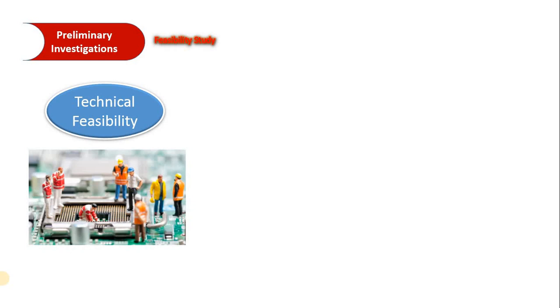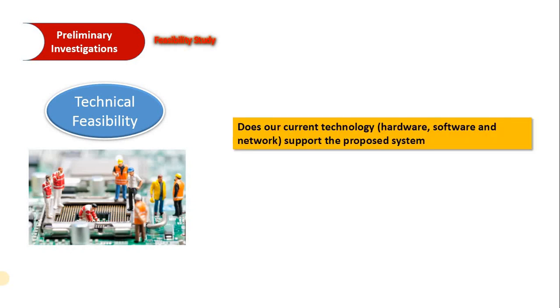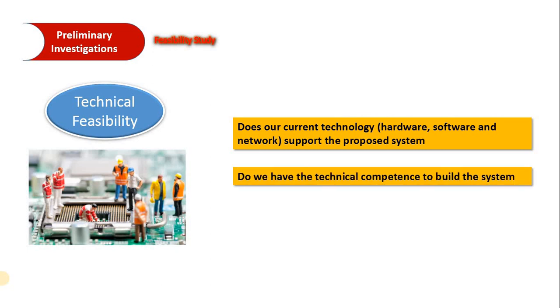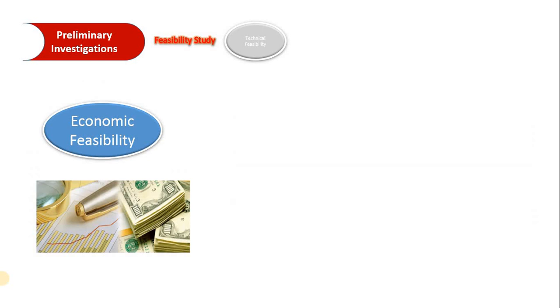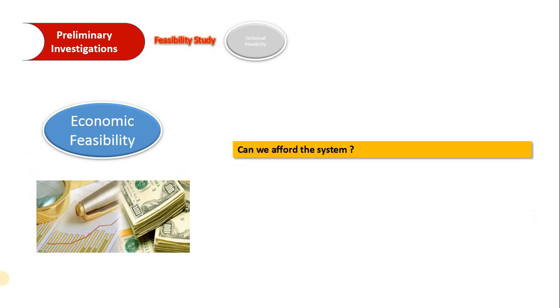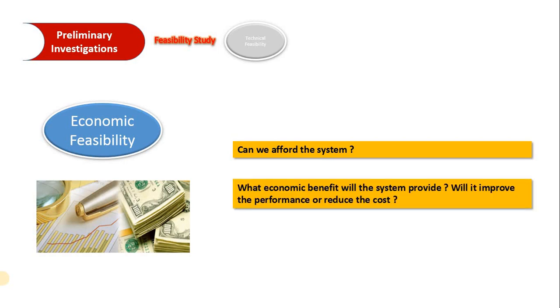First one, technical feasibility, which addresses the current technology available for the proposed system, the technical ability to build the system, and the support and maintenance of the system. If yes, you can go for the next, economic feasibility. There you check whether you can provide the facilities of the system, and do a cost-benefit analysis by looking at whether the system improves performance and reduces cost.